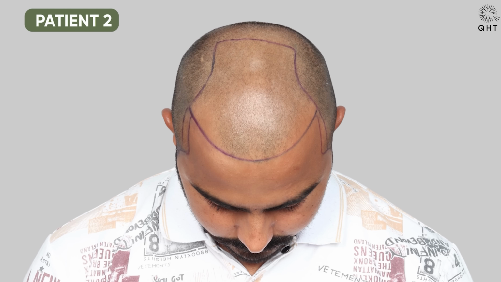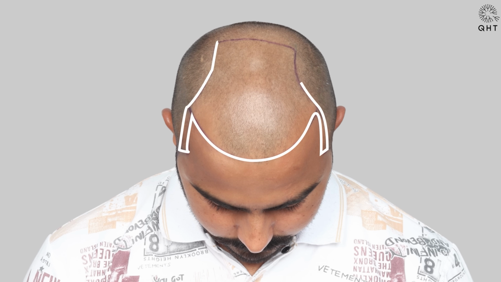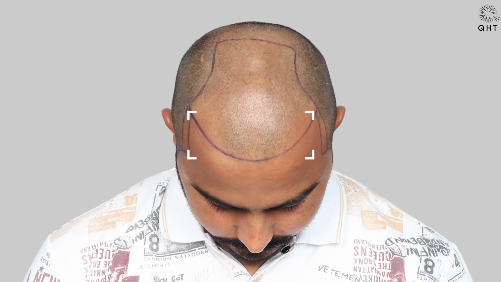Now, moving to patient 2, a personalized hairline was created specifically according to his facial proportions. Along with the main hairline, his temple points were also redesigned to achieve a complete and well-defined facial frame. After that, his entire frontal region and the mid-scalp were carefully marked to maintain perfect direction, angle, and density during the implantation process. This planning ensured that the final result would look seamless and naturally blended.